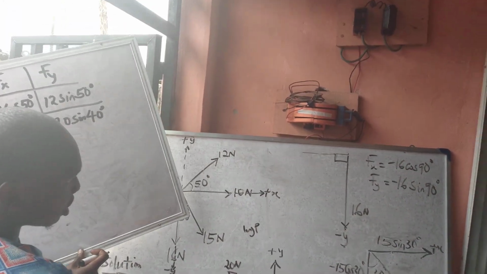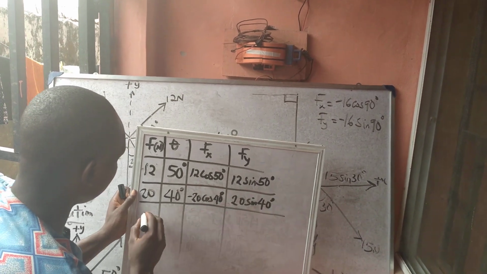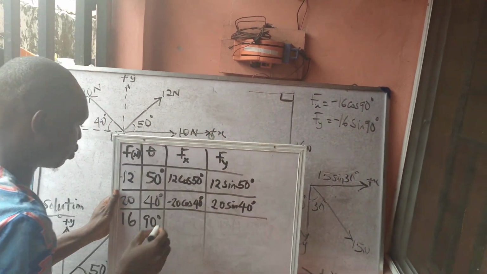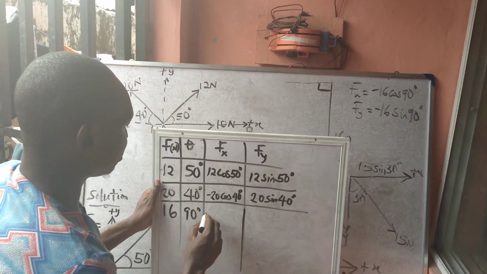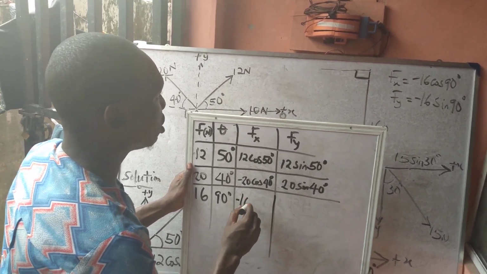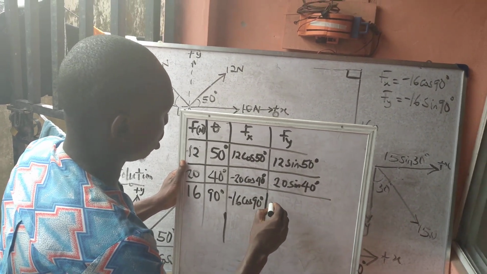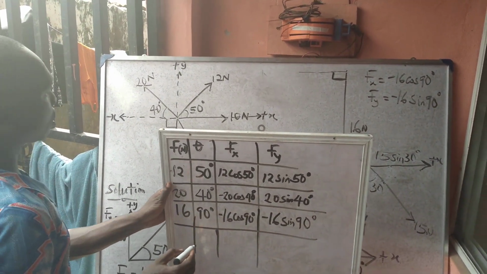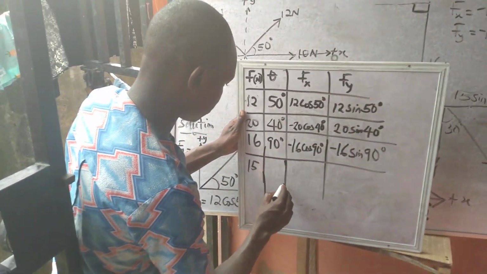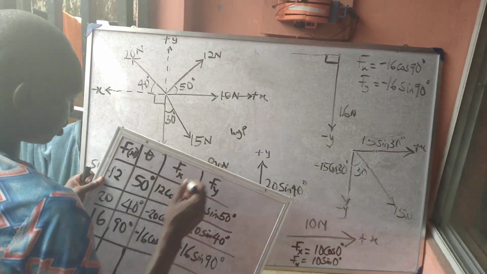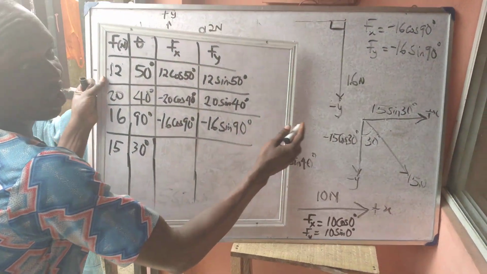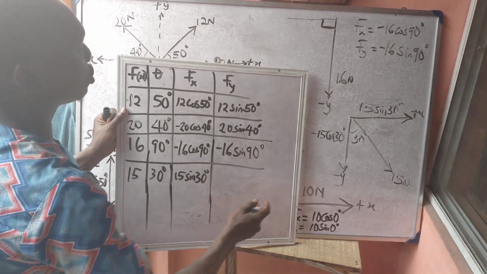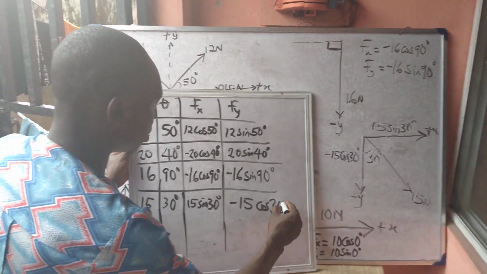Now the next force we'll look at is 16 Newton. The angle is 90 degrees. That is the angle at right angle, or perpendicular. The x component is minus 16 cos 90 degrees, and the y component is minus 16 sine 90 degrees. Alright, then the next one is the 15 Newton force, which has an angle of 30 degrees inclined to the vertical. So when we resolve to the x-axis, we had 15 sine 30. And resolving to the y-axis, we had minus 15 cos 30 degrees.